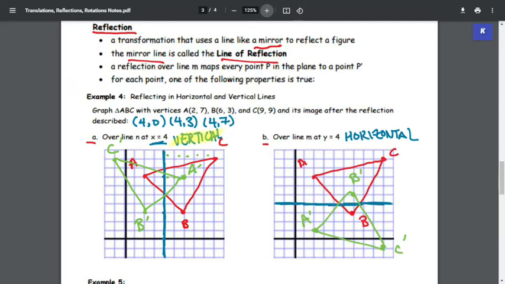All right, so this is what we get when we reflect over y equals 4 with those same coordinates that we saw over here in A. So of course we're going to get the exact same thing. If you turn your paper sideways, it looks very similar to what we just did.